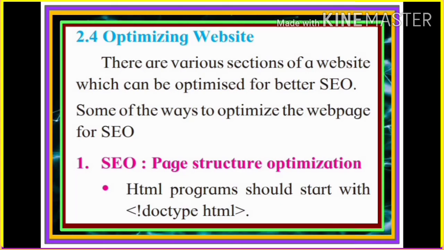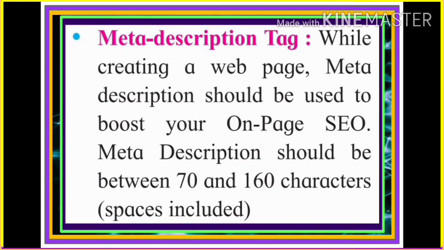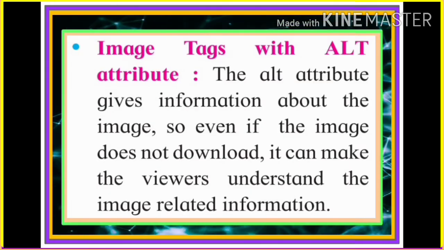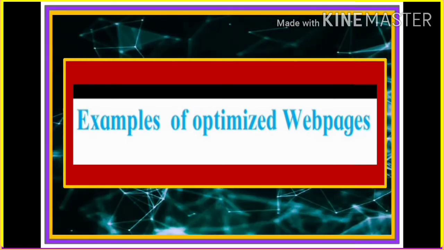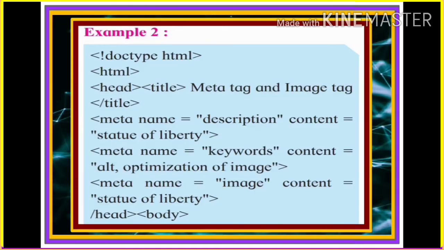So in this part we have discussed about some of ways to optimize the web page for SEO, where we have discussed about SEO page structure optimization, title tag, meta description tag, use of heading tags and image tag with alt attribute. Also we have discussed about examples of optimized web pages, where we have seen two examples, example 1 and example 2.